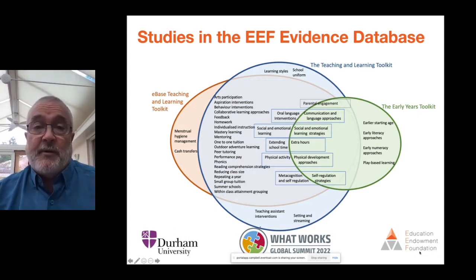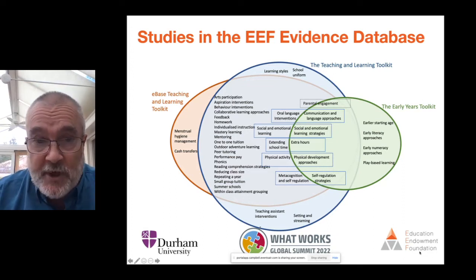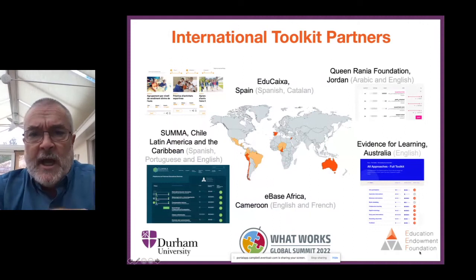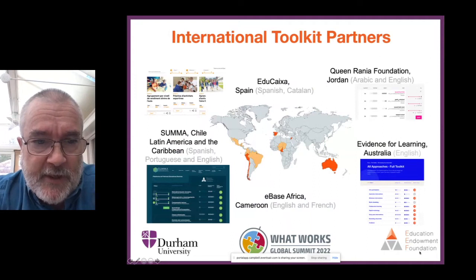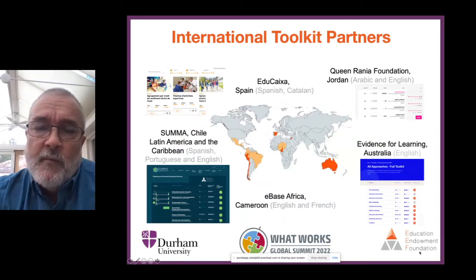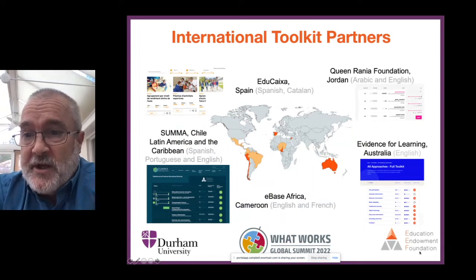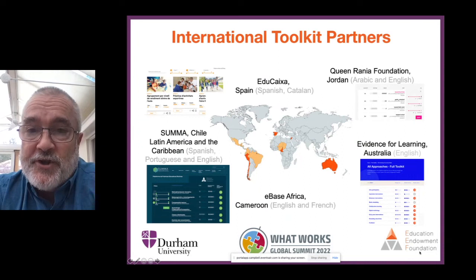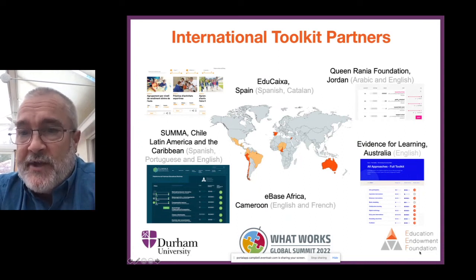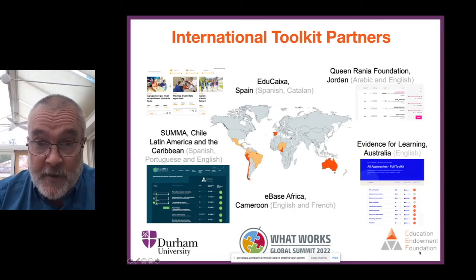So in some areas of the world, something like school completion or attendance might also be important, as well as attainment. I'm just going to finish up briefly by mentioning the international toolkit partners, and Patrick will pick this up in his talk. We work with a number of partner organizations around the world who've contextualized the toolkit for their particular jurisdictions. They use this global-local structure. So the core content is the same, but then there's local contextualized information for each of those different areas.